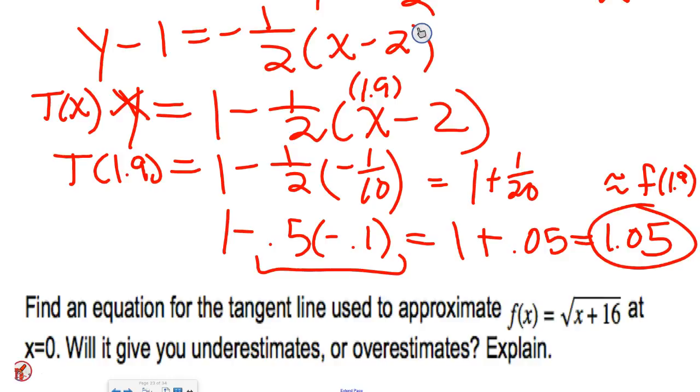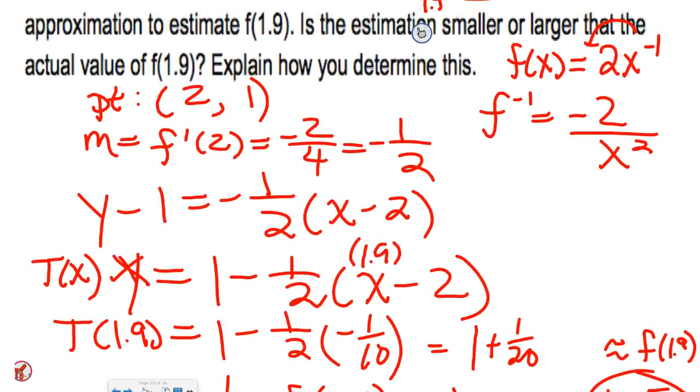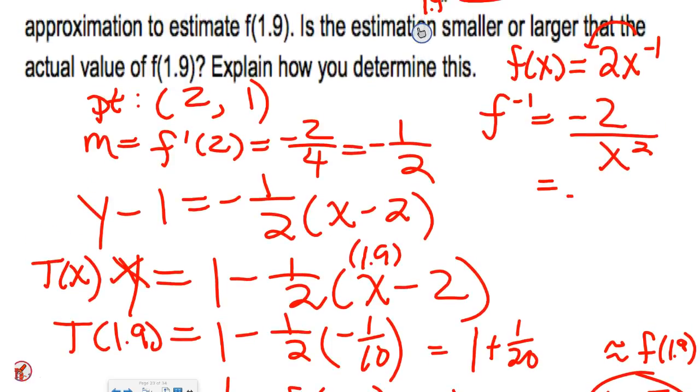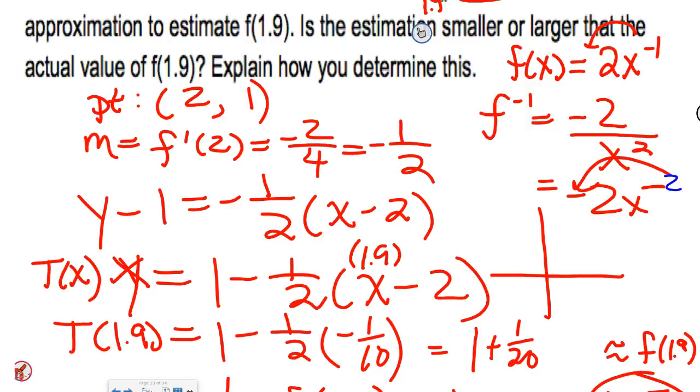Why is it an underestimate? Concave up. Okay, how do you know it's concave up? Well, if you took the next derivative, right, it'd be 4 over x cubed, which is positive there. But I would actually challenge you to think graphically. What does the graph of 2 over x look like? Who's its parent? 1 over x. It's just 1 over x stretched out.